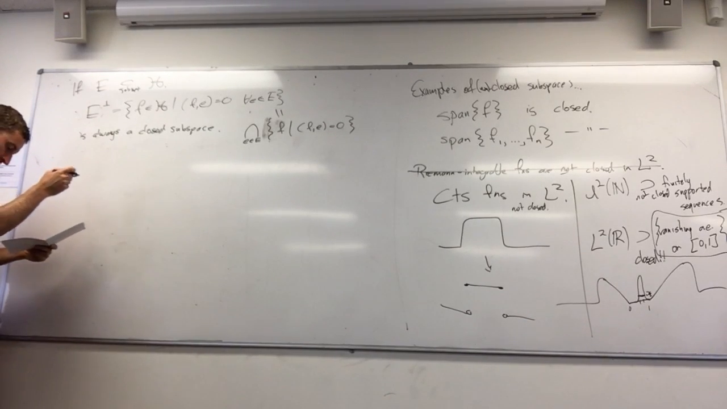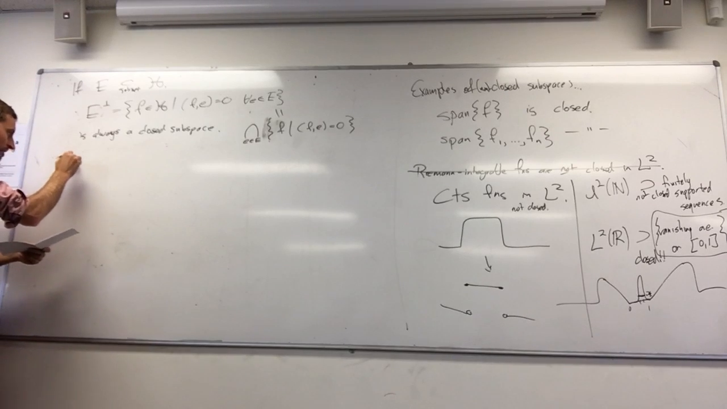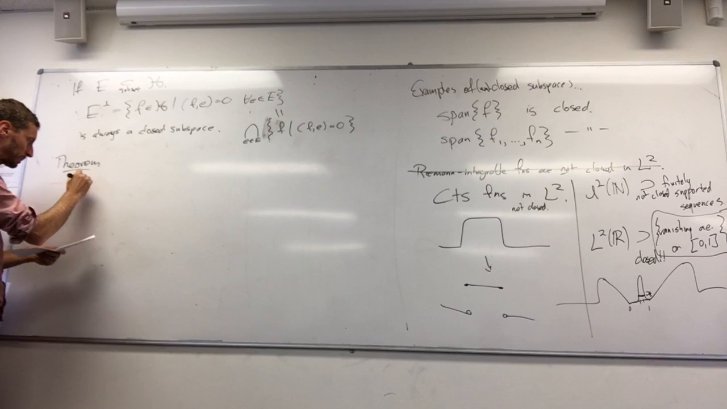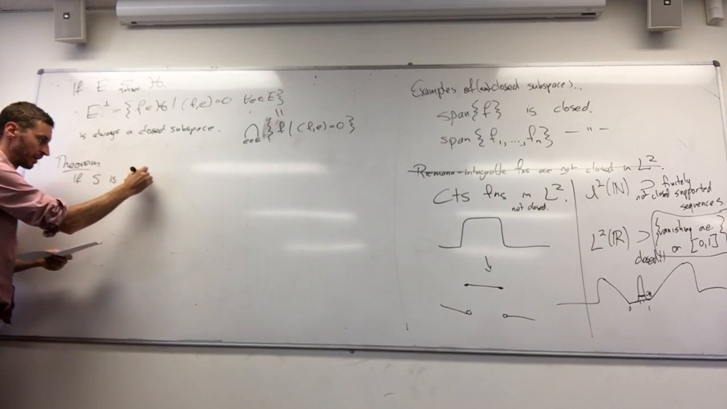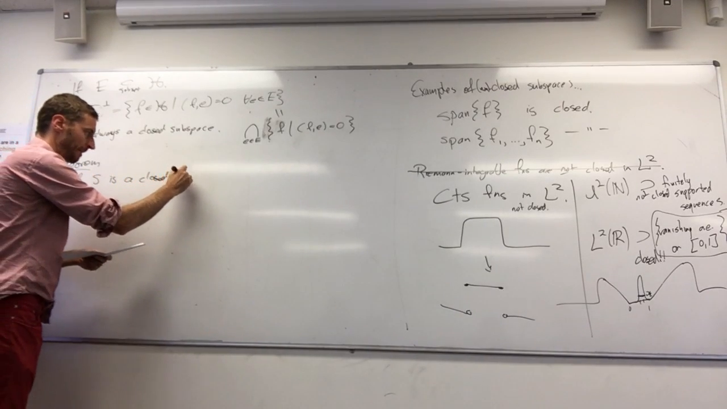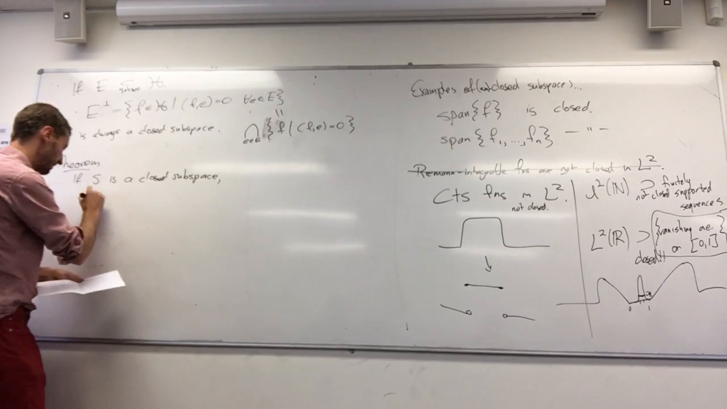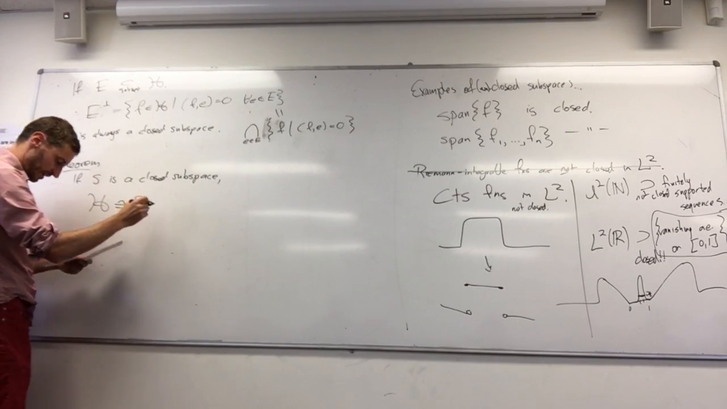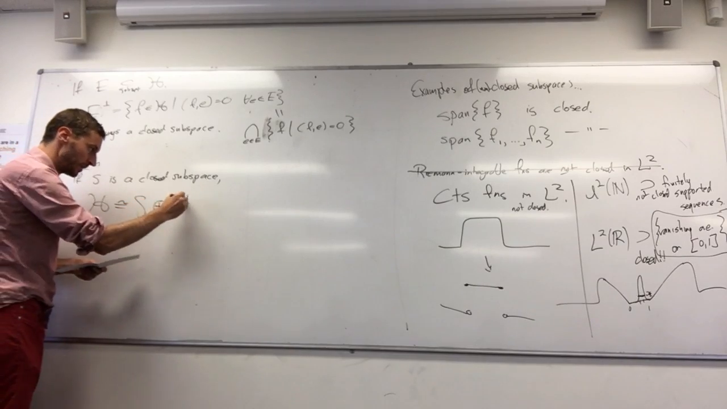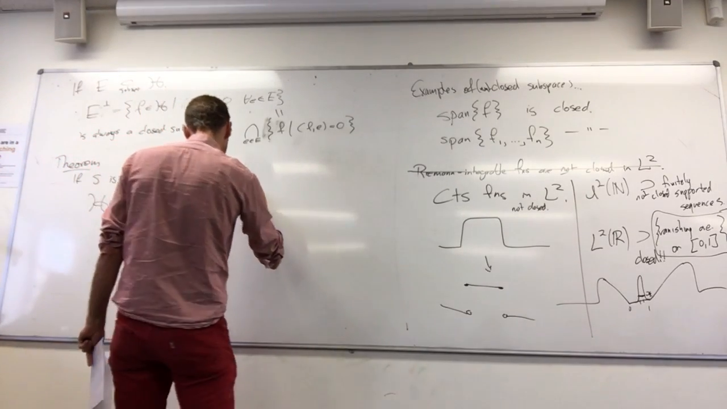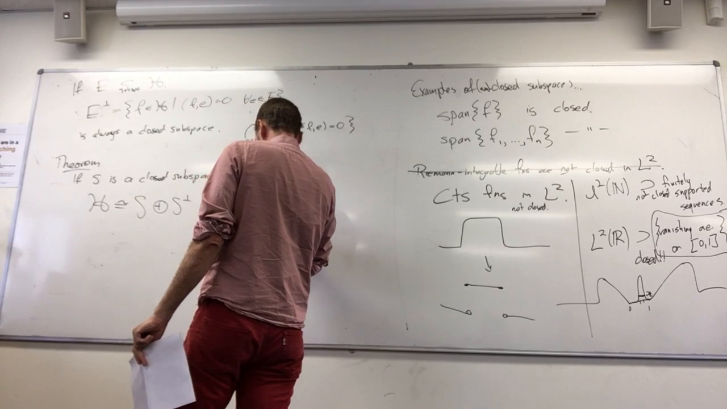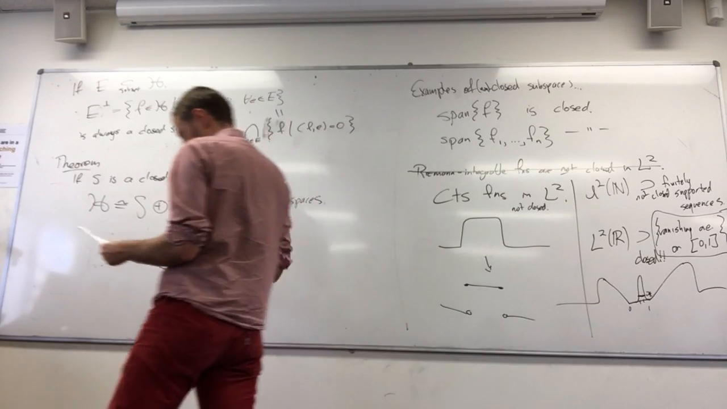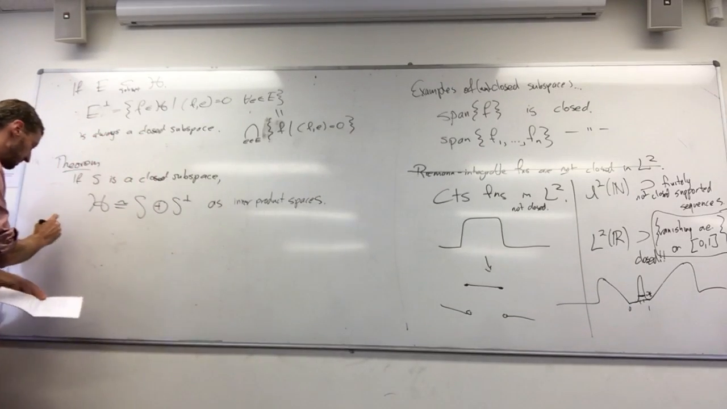Okay. So the two theorems, I guess, we need to get going are this. A closed subspace S, then you can write the Hilbert space as S direct sum S perp, as inner product spaces. So what does that statement even mean?